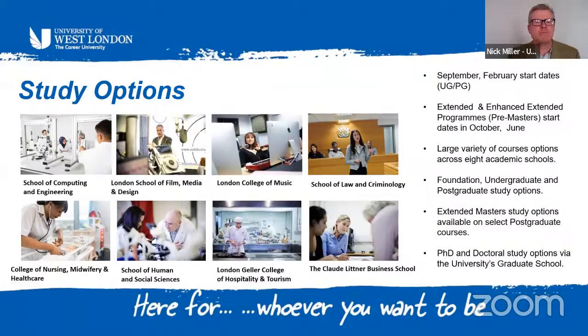Other faculties worth mentioning where we have quite a good strength is the School of Human and Social Sciences. We're very strong for psychology and criminology. We do a lot of work with the Metropolitan Police in London, and so we do things like forensic science as well. In computing and engineering, one of our most popular courses is artificial intelligence, cybersecurity, and applied project management.